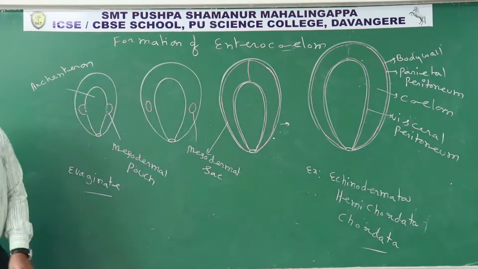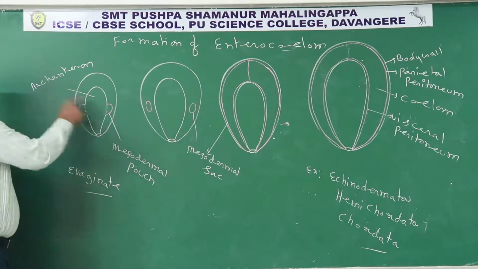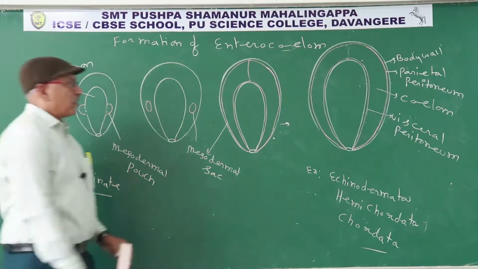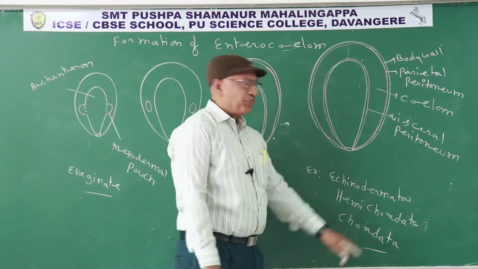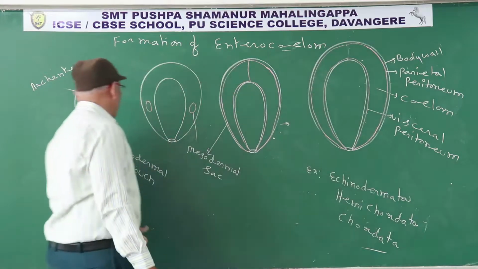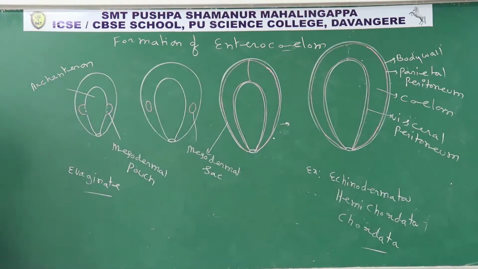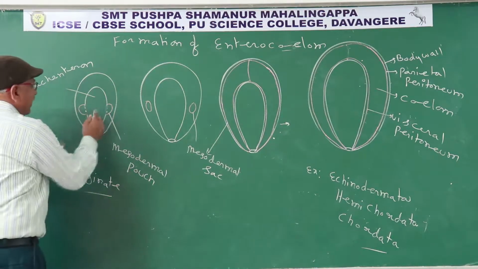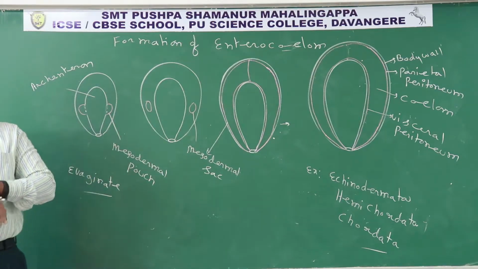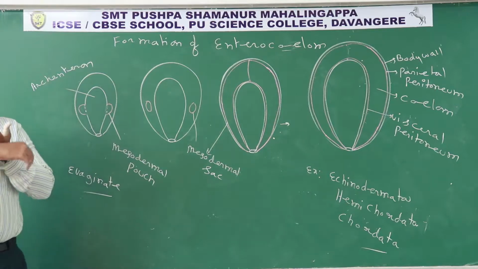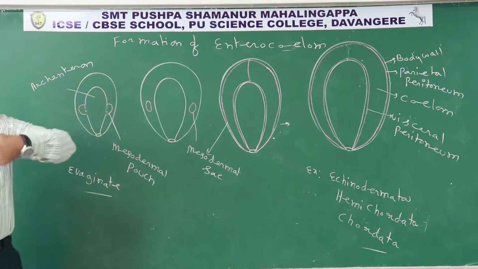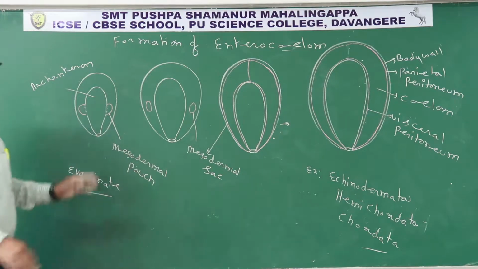Simple definition for enterocoelom: coelom formed from the archenteron is known as enterocoelom. Example: members of phylum Echinodermata, Hemichordata, Chordata. How is enterocoelom formed? Archenteron evaginates. Evaginate means fold outward. Fold outwards is known as evagination. Fold inwards is known as invagination.